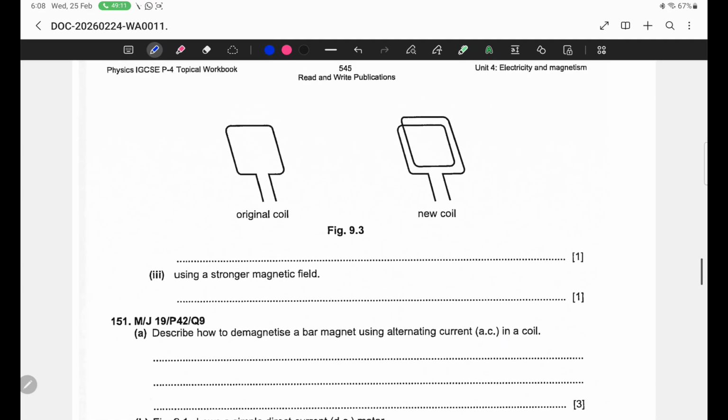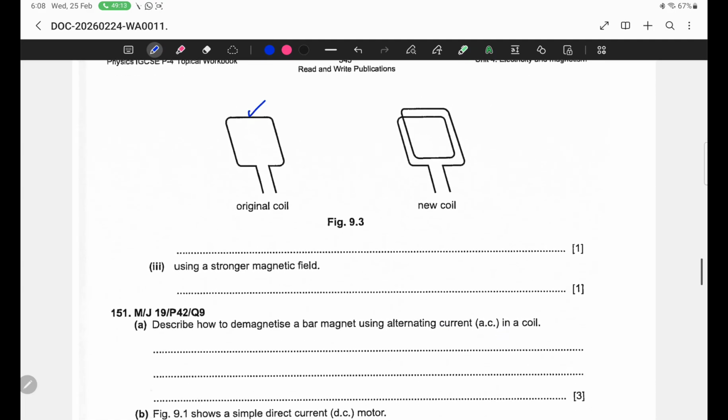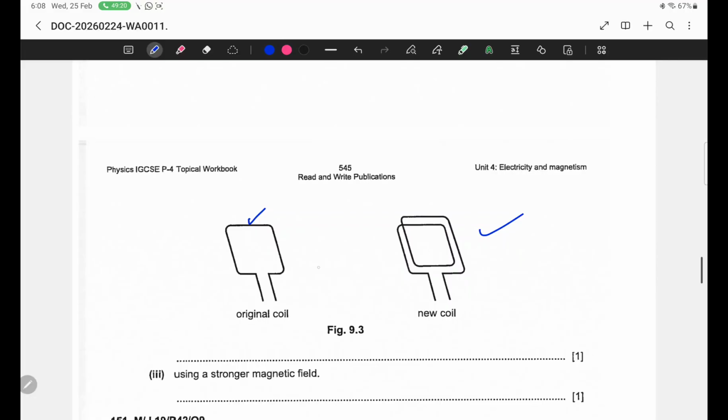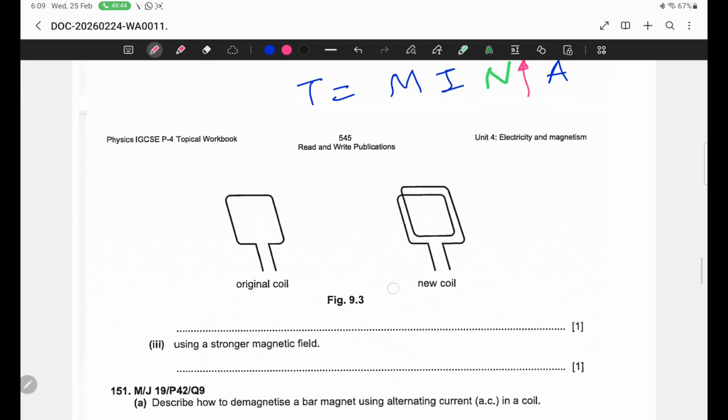And now, sir, you are given an original coil. This is a new coil. What is the change? The change is that the number of turns is increased. This coil has one turn, this coil has two turns. You have doubled the number of turns, so the coil will turn faster.